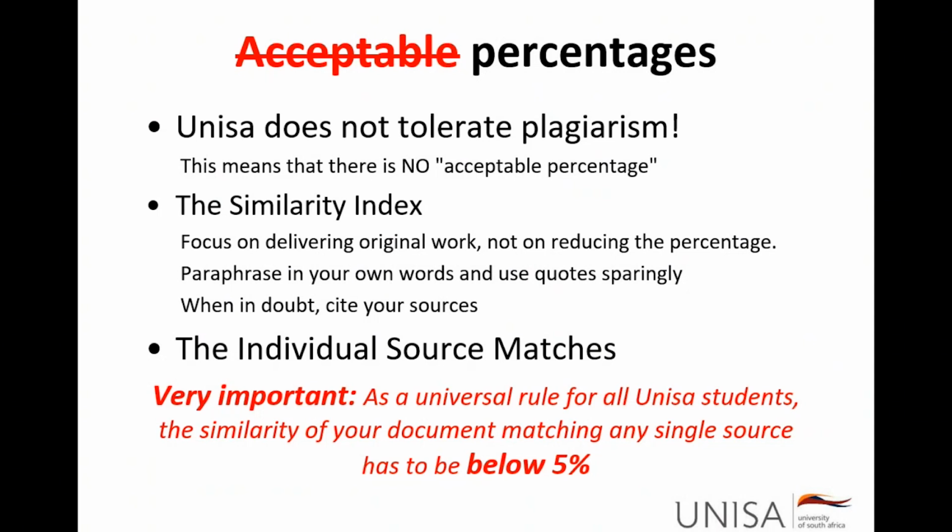So we give you this universal rule to say that the matches need to be less than 5% for an individual source, and that is to assist you. If you review those, automatically your overall index would also decrease. But the focus is never on the percentage. It is always on the content to deliver original work.